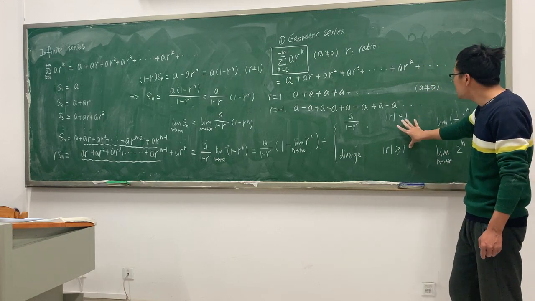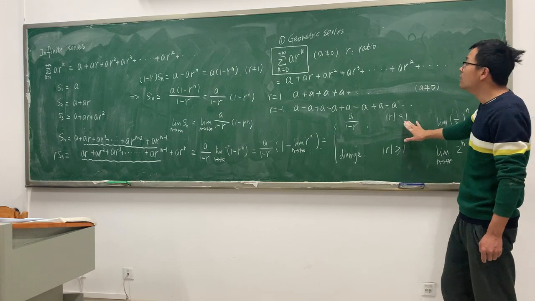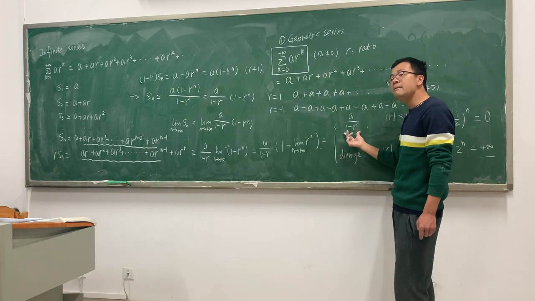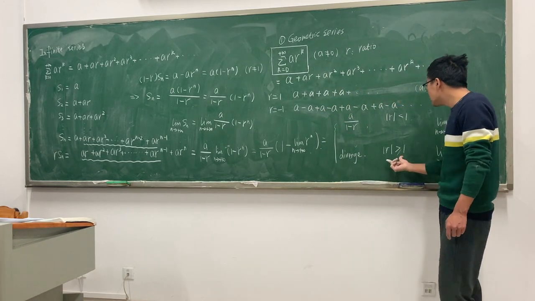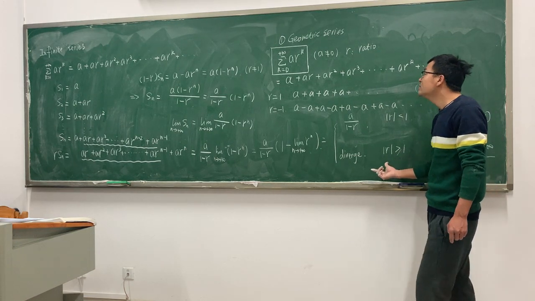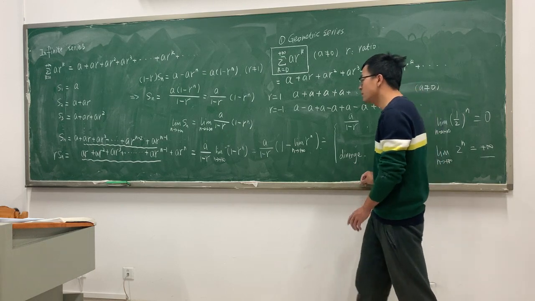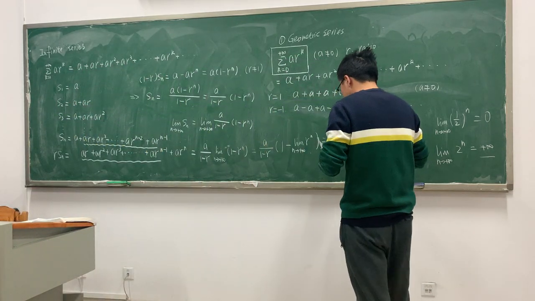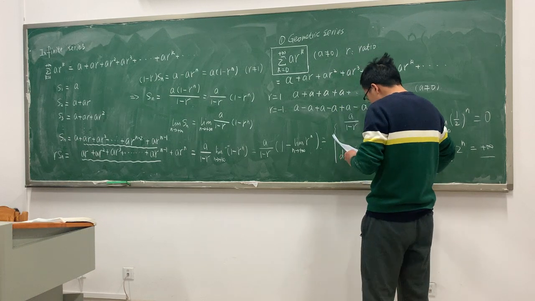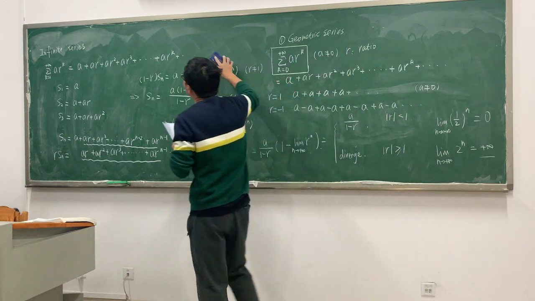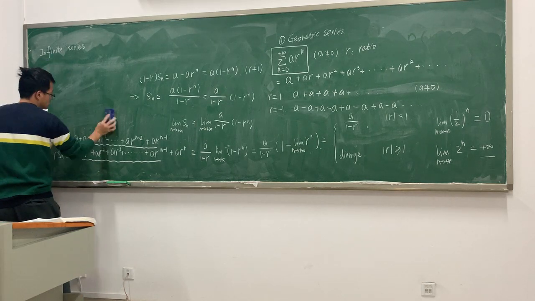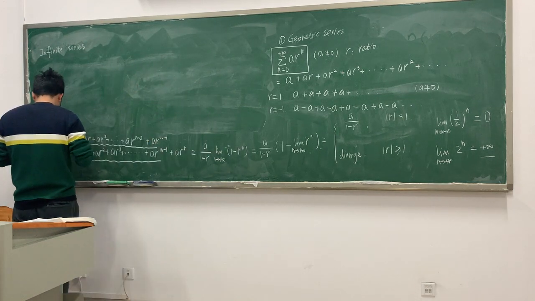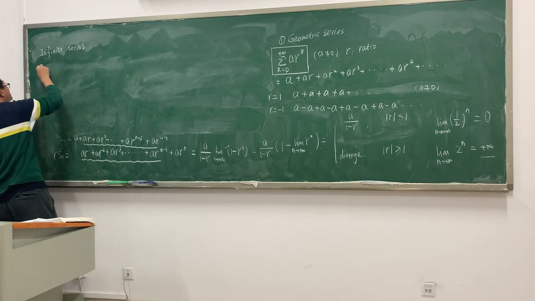When the absolute value of r is less than 1, the geometric series converges to a divided by 1 minus r. And when the absolute value of r is greater than or equal to 1, the geometric series diverges. So we can write it in series notation, so we have this result.